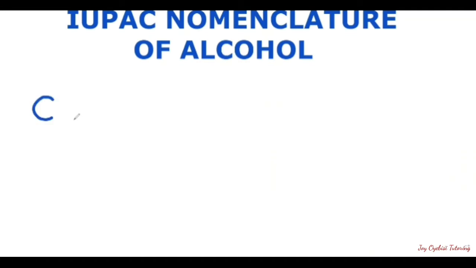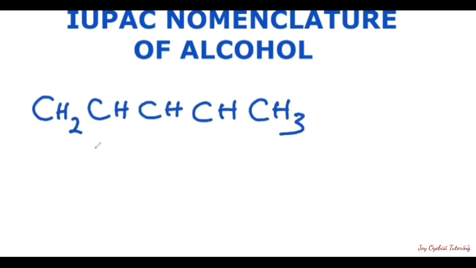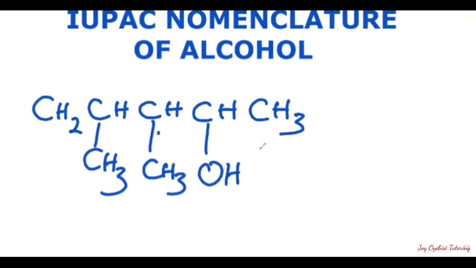Okay, next example I have is this. So now, if we start from here, this will be 4. If we start from here, this will be 2. So the counting will start from here. And this is the longest chain, okay? So it means that these ones here are the attached groups. Now, if I want to name this compound, we start with the attached groups.